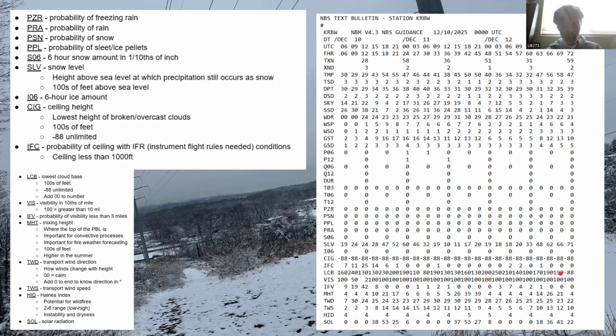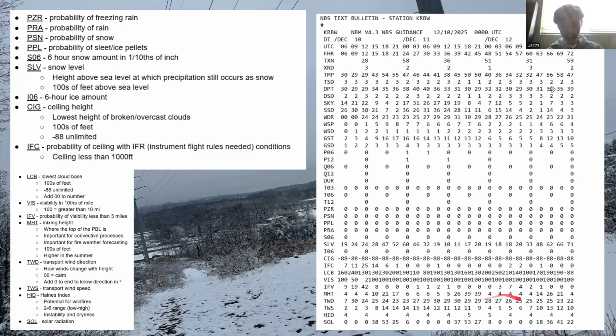Oh, now visibility, that's what I was accidentally looking at before. The visibility is basically in tenths of a mile. So we see almost all 100s. If you see a 100, that means the visibility is greater than 10 miles. So very good visibility all throughout here.